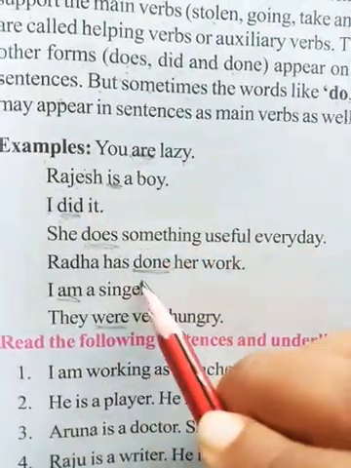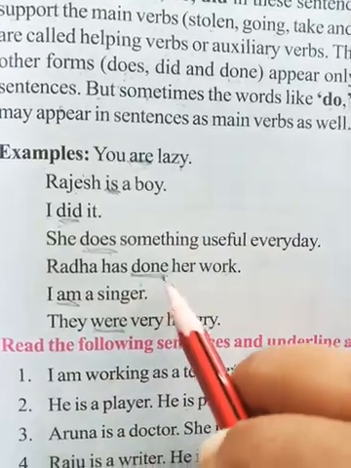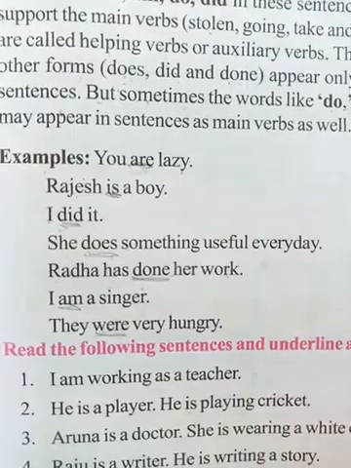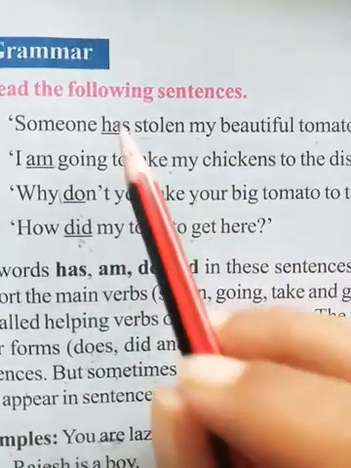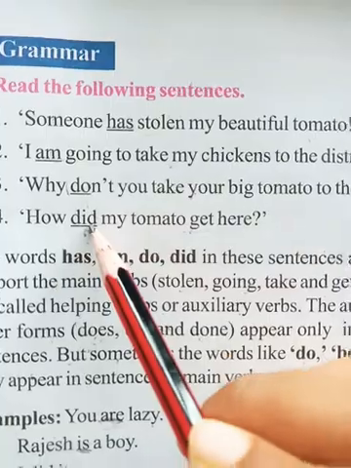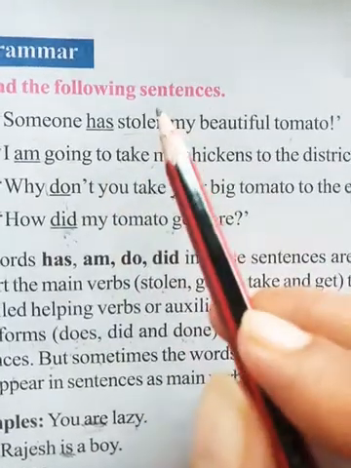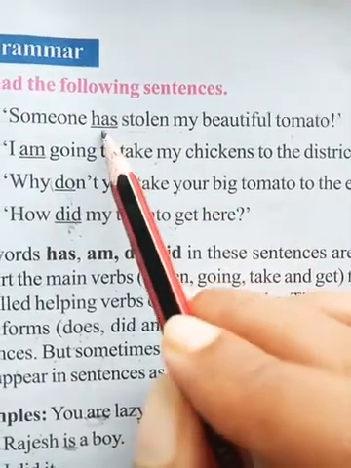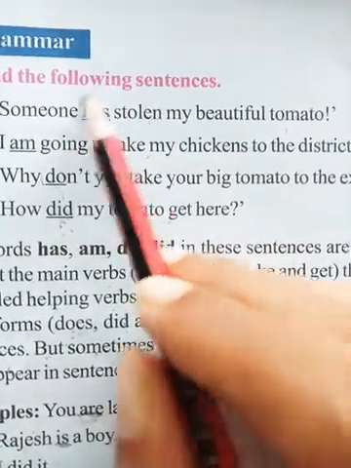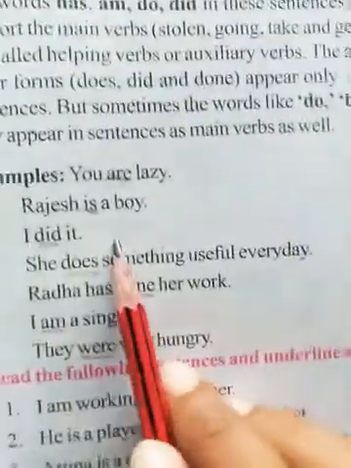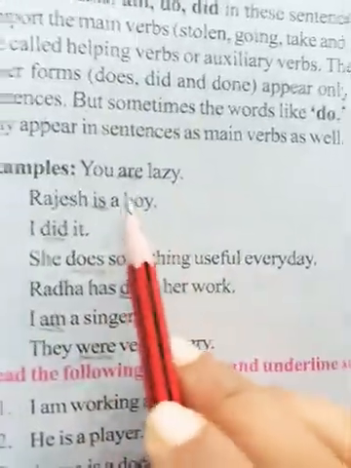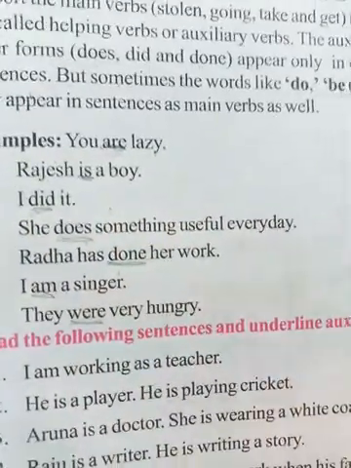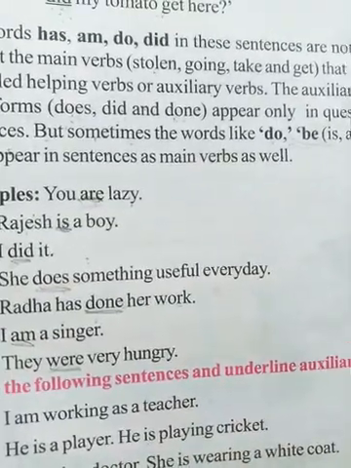So here, in these sentences, these words are main verbs because we don't have other verbs here. In this type of sentences, these words are main verbs. But in this type of sentences, these are helping verbs, auxiliary verbs, because we already have verbs in them. See here, stolen is the main verb, and has is helping the main verb. So has is an auxiliary verb, a helping verb. But in this type of sentences, there are no main verbs, so the helping verbs are main verbs here. I hope you understand it.